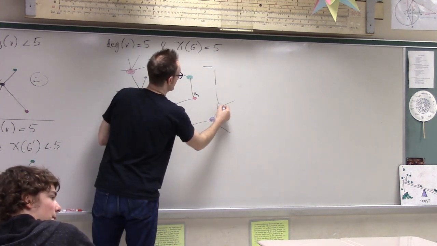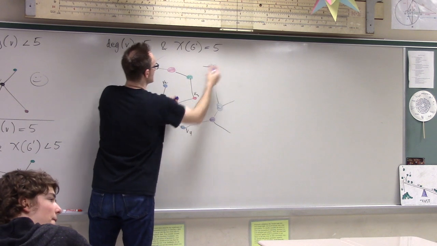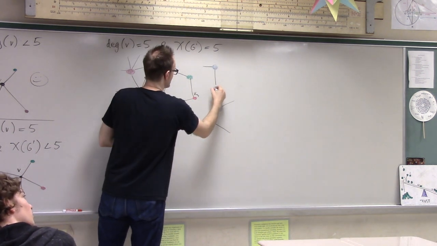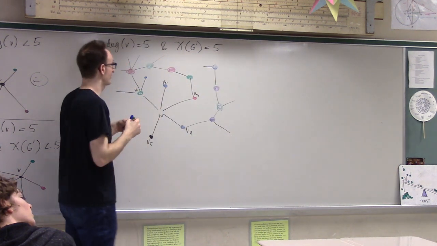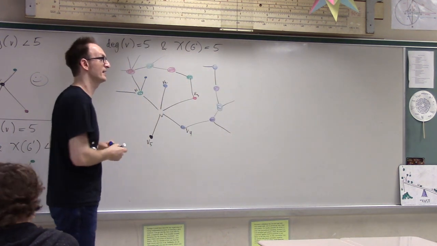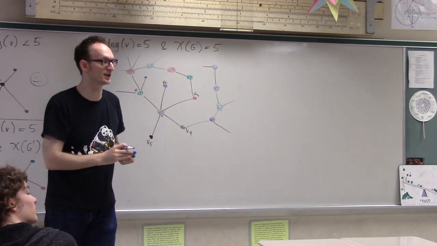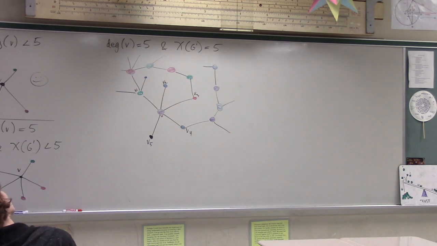So this was blue. Now what I've done is do the swap thing again. And now I have freed up V to be colored purple. And thus I have five colored G based on the five coloring that already existed by inductive hypothesis in G prime.